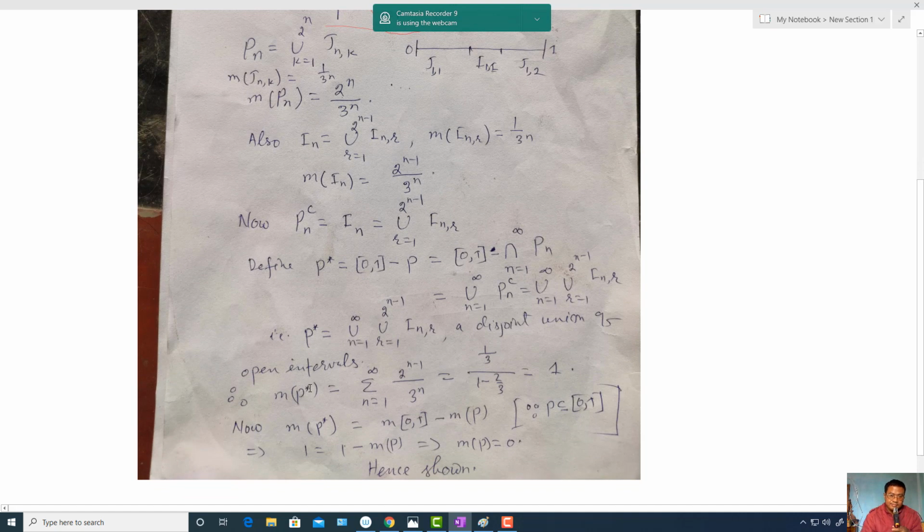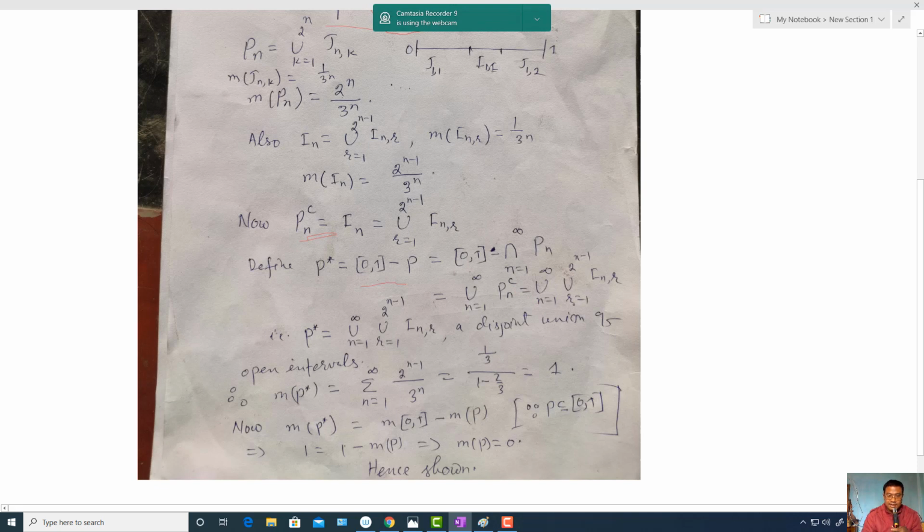Again, the complement of Pn is equal to In. What is In? In is the union of 2 to the power n minus 1 disjoint open intervals I_nr. Then let us define the complement of the Cantor set P. The complement of P means the set difference between the closed interval 0, 1 and P, not minus. So this is equal to [0,1] minus P, where P is the intersection n going from 1 to infinity of Pn. By De Morgan's law, this is equal to the union n going from 1 to infinity of Pn complement.